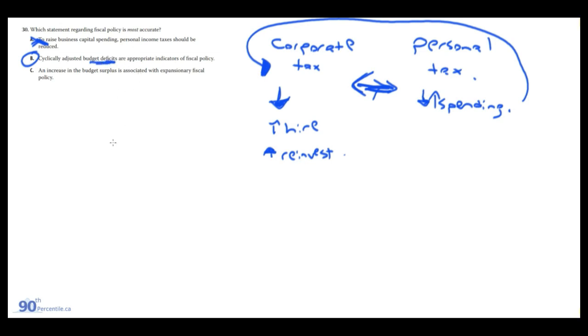So, keeping up to date with what's going on in the economy, if the economy's slowing down, you might have to readjust where you're allocating all your money if the government isn't taking in as much money in forms of taxes, right? And then finally, an increase in the budget surplus associated with expansionary fiscal policy. In expansionary fiscal policy, the budget deficit would increase, not the surplus. A surplus is when they're taking in more money than they're spending, and if they're spending more than they're taking in, which is expansionary, then their deficit is going to increase, not their surplus.